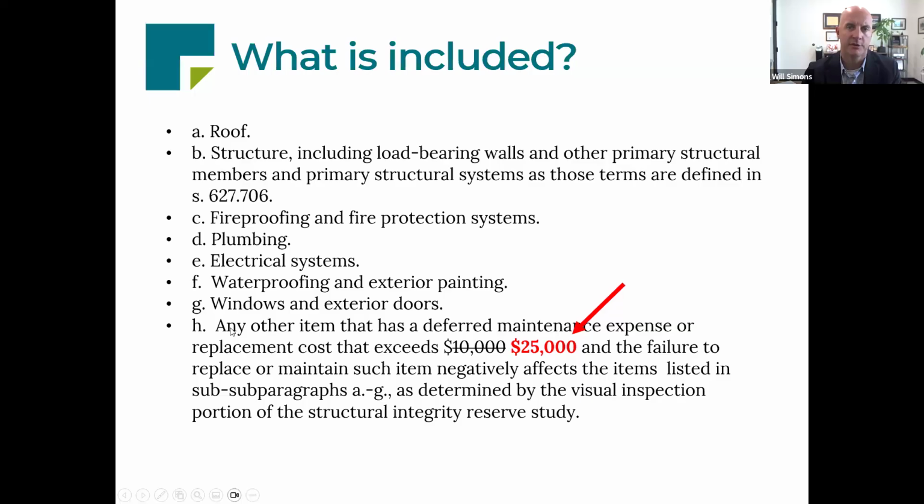So to me, the best example of something that meets this definition is the balcony railings on a balcony, right? Those are embedded into the slab, and if you fail to maintain them or waterproof them, they can corrupt or compromise the concrete structure. So by that definition, they would become a structural reserve element, okay?